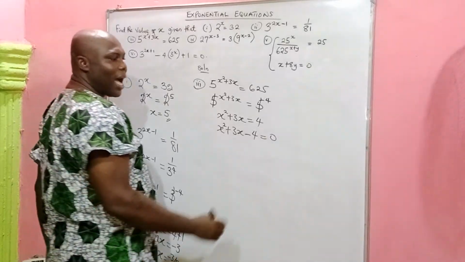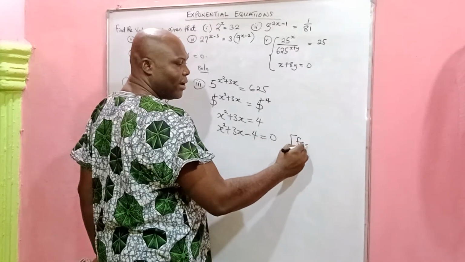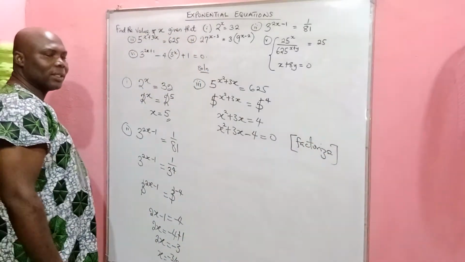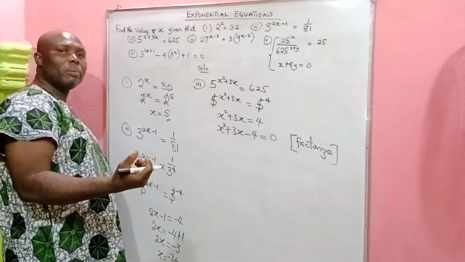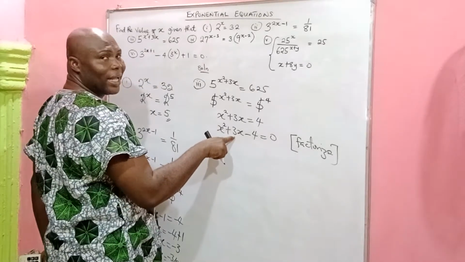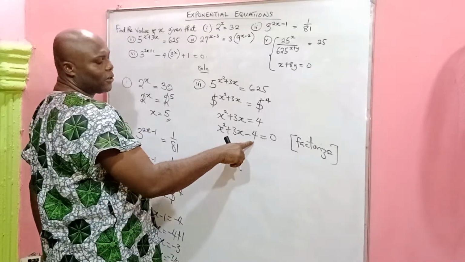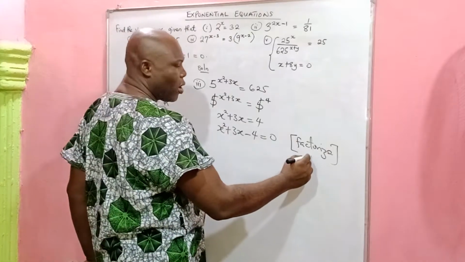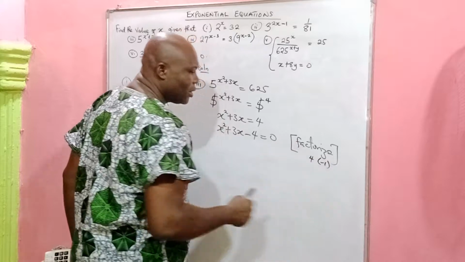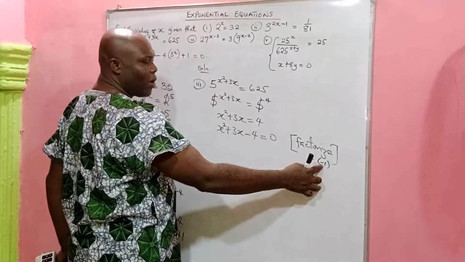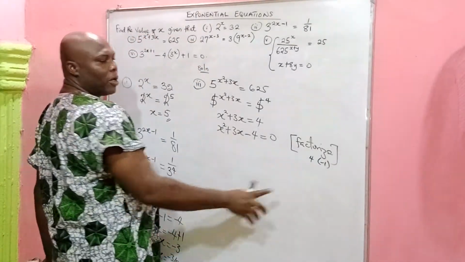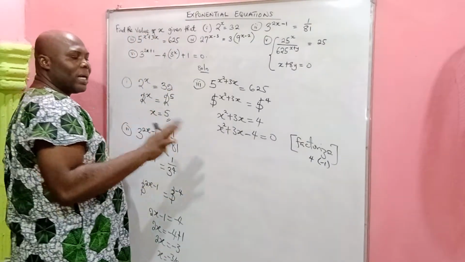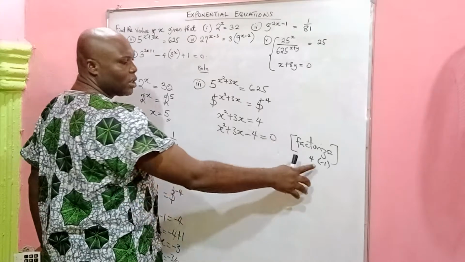So at this point, you have a quadratic equation. Thank God we have learned quadratic equations before now. So at this point, what do we do? We factorize. In factorization, we are looking for two numbers whose sum will give us 3 and whose product will give us minus 4. Definitely the two numbers will be 4 and negative 1. 4 added to negative 1 will give us positive 3, but 4 multiplied by negative 1 will give us negative 4. So the two numbers that will satisfy this quadratic equation are 4 and minus 1.